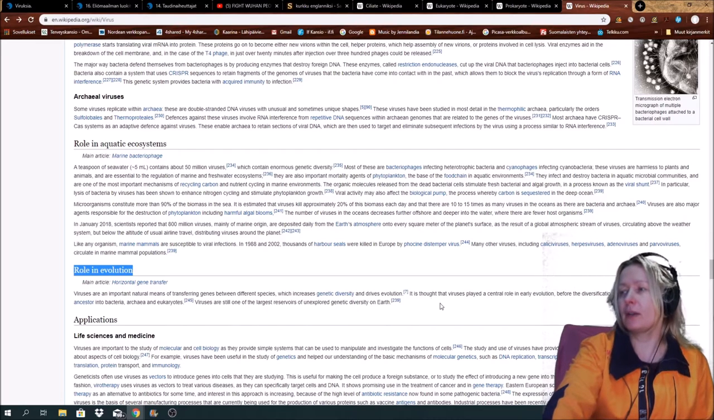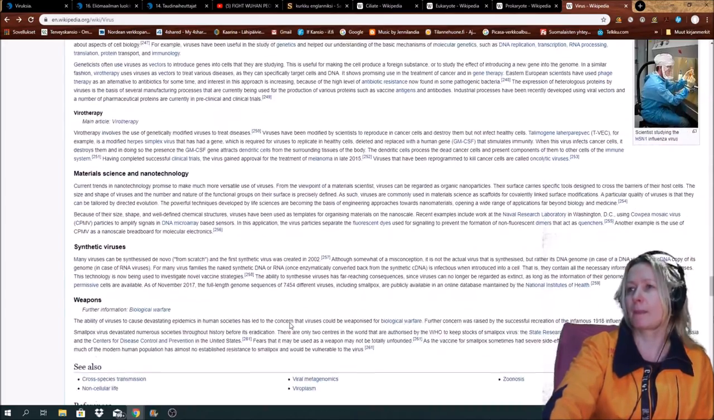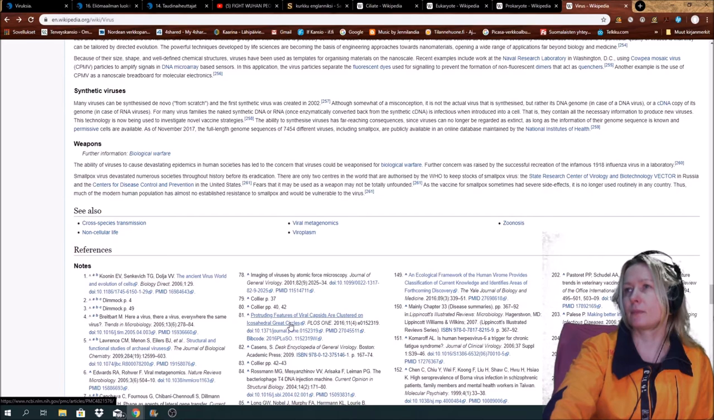It is thought that viruses played a general role in early evolution before the diversification of the last universal common ancestors into bacteria, archaea, and eukaryotes. Viruses are still one of the largest reservoirs of unexplored genetic diversity on Earth. That's not a small thing. Yes, not sure am I willing to read this, but you can if you want to. I put the links down below this video.